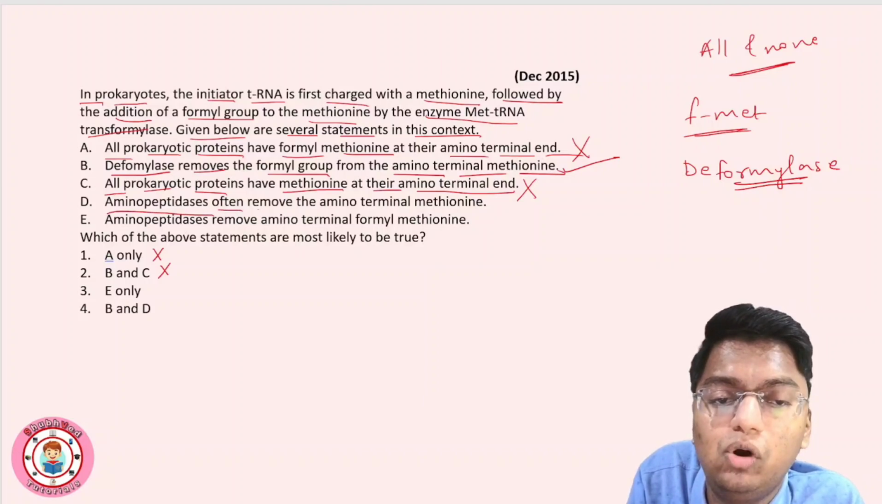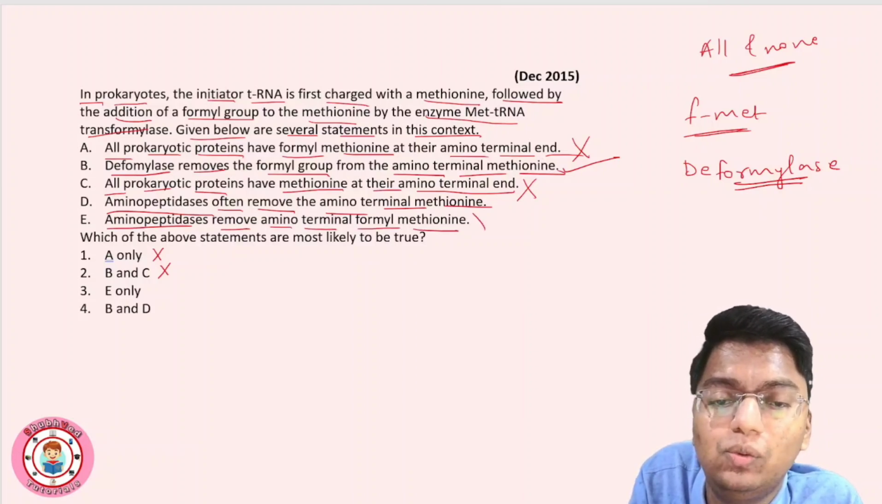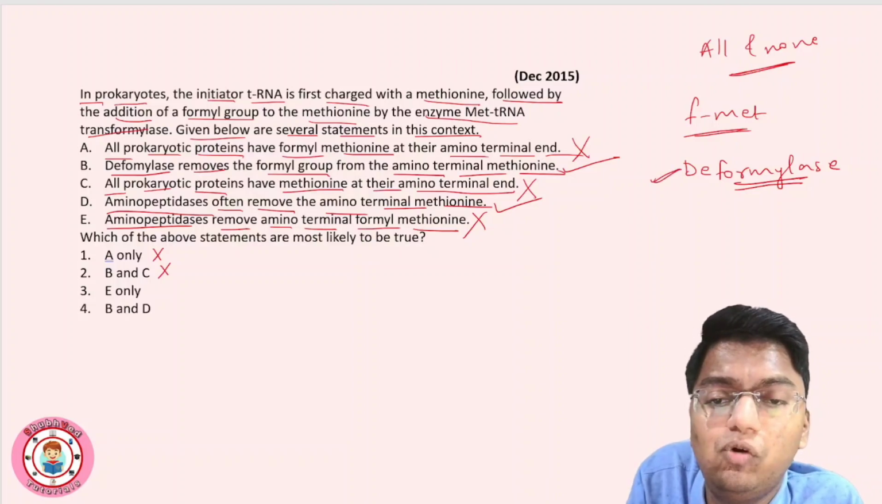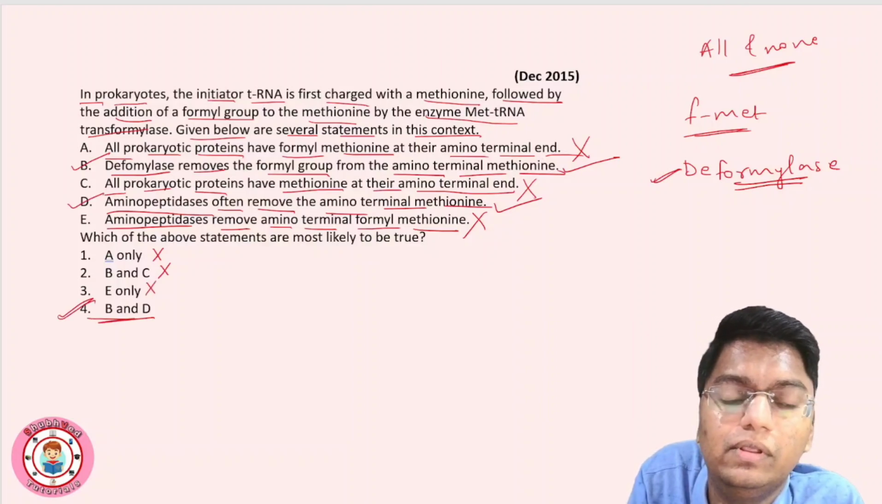Aminopeptidase often removes the amino terminal methionine. Let's check the other option also. Aminopeptidase removes amino terminal formyl methionine. No, it can remove methionine, not formyl methionine. So yes, this will be the option, because the formyl group is removed by the enzyme deformylase. Right? So we want options B and D. Option number 4. Got it?